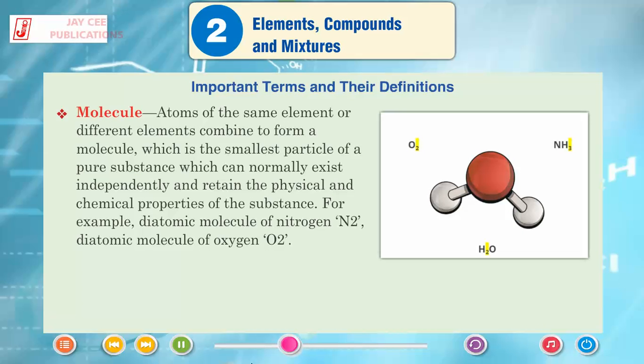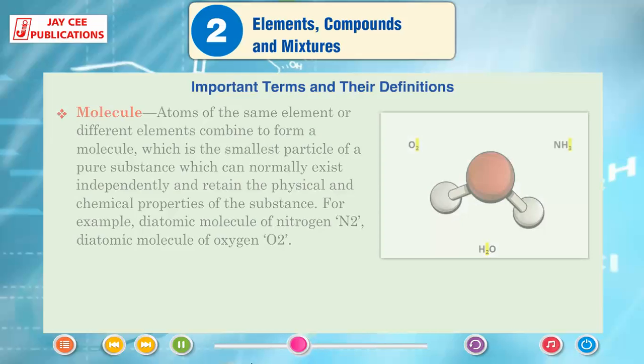Molecule. Atoms of the same element or different elements combine to form a molecule, which is the smallest particle of a pure substance which can normally exist independently and retain the physical and chemical properties of the substance. For example, diatomic molecule of nitrogen N2, diatomic molecule of oxygen O2.